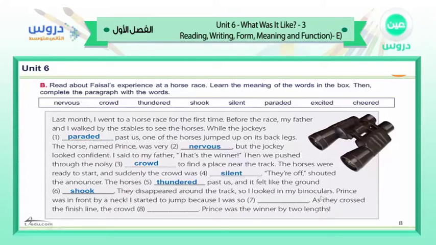They disappeared around the track. So I looked in my binoculars. Prince was in front by a neck. I started to jump because I was so happy. So we have to say excited. As they crossed the finish line, the crowd, they reach the finish line. So the crowd cheered, exactly, cheered. Prince was the winner by 2 lengths. Okay, very nice. Beautiful paragraph. Excellent. Let's go to the next.